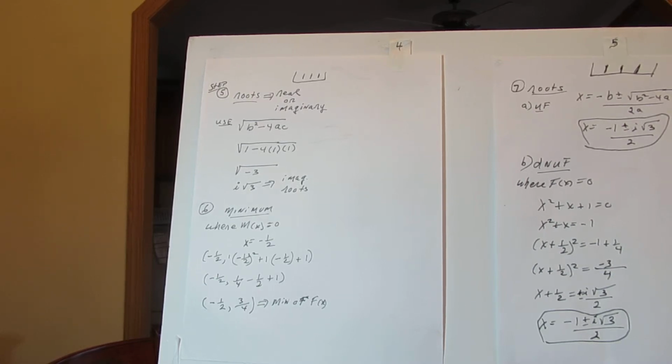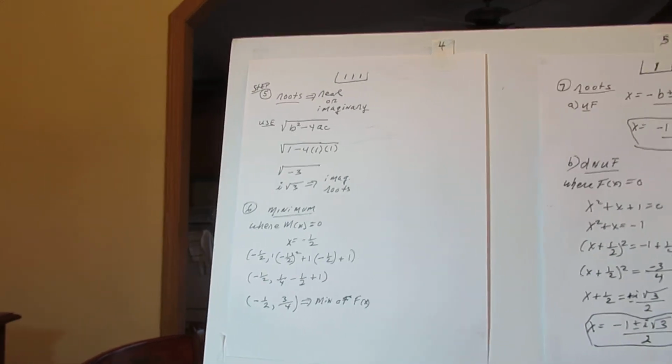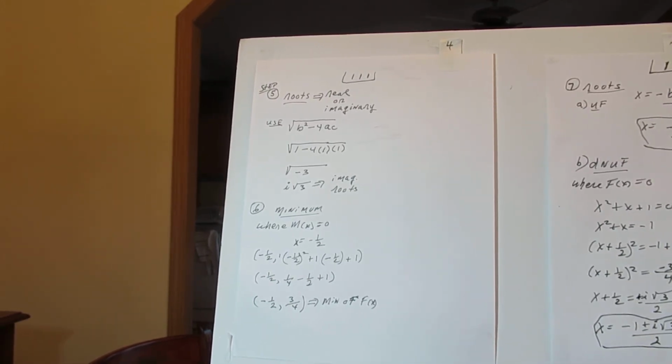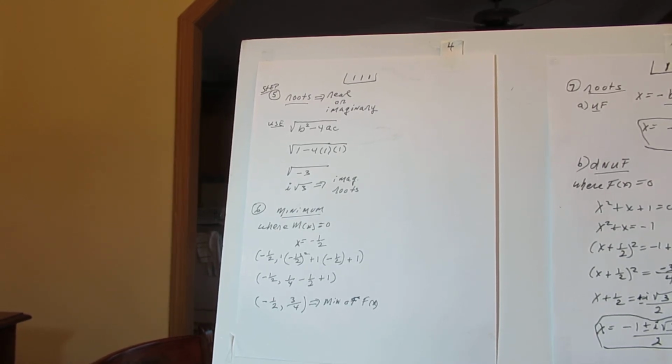Item 6 is the minimum. Now you have minimums where a sub A is positive, you have maximums where a sub A is negative. This is where a sub A is positive, so that's where the minimum is, where m sub x equals 0 and x equals minus a half. And plugging in minus a half, for the ordered pair for the minimum we come up with minus a half, 3/4 as the minimum of f of x.